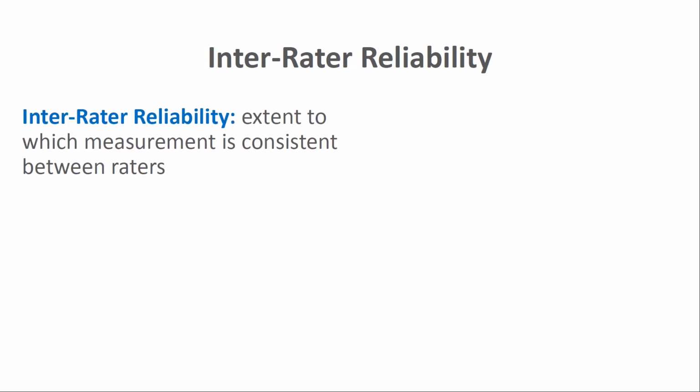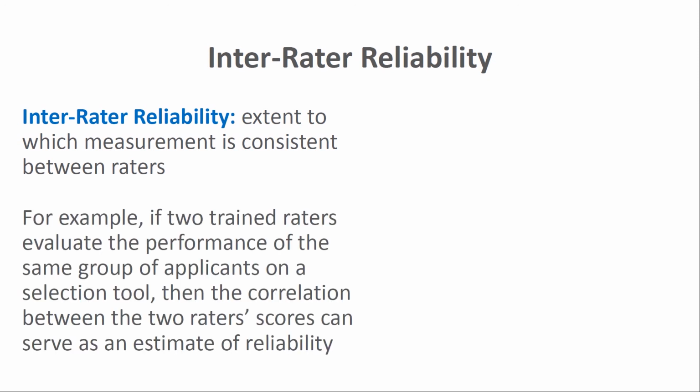Now let's focus on inter-rater reliability. Now, inter-rater reliability refers to the extent to which measurement is consistent between raters, hence the term inter, or between, rater reliability. So for example, if 2 trained raters evaluate the performance of the same group of applicants on the same selection tool, then the correlation between the 2 raters' scores on those 2 selection tools can serve as an estimate of reliability. And so just as we did before, let's focus on a more concrete example here.